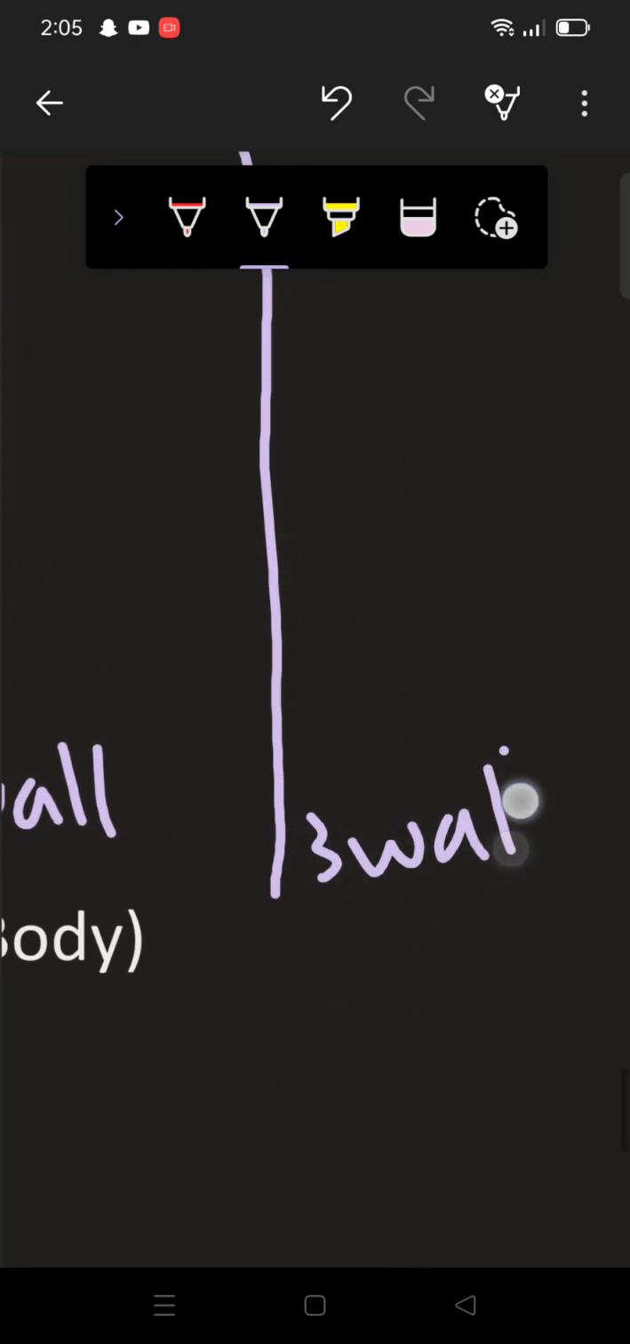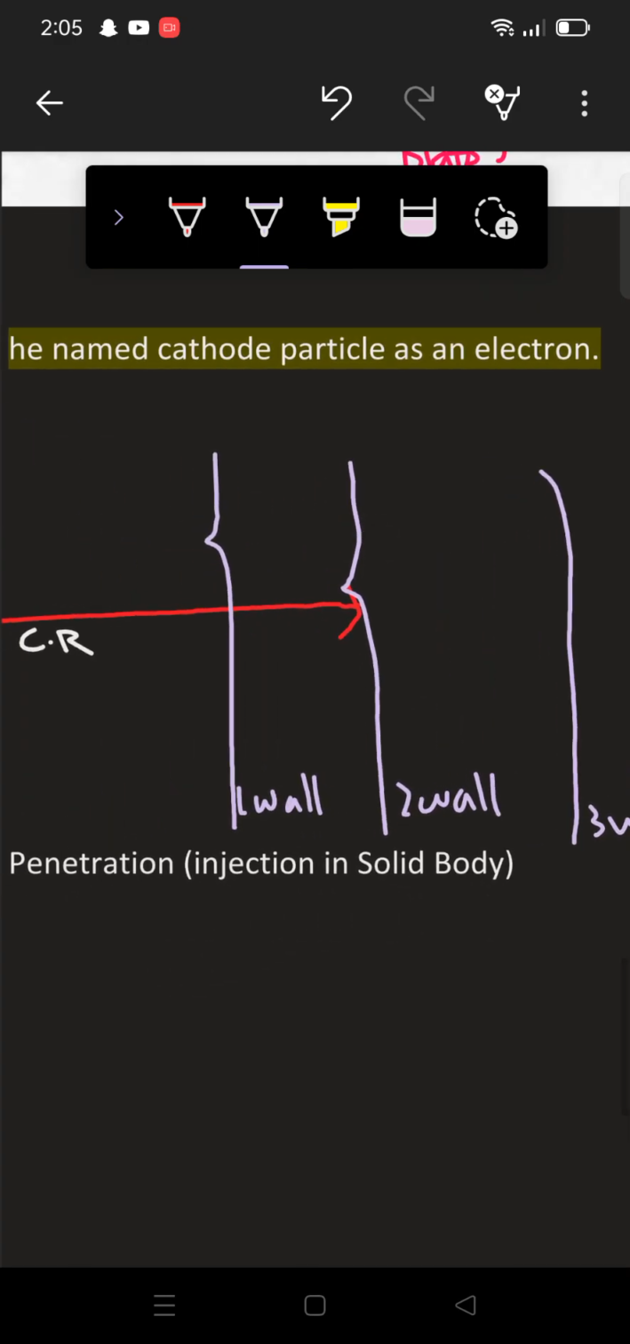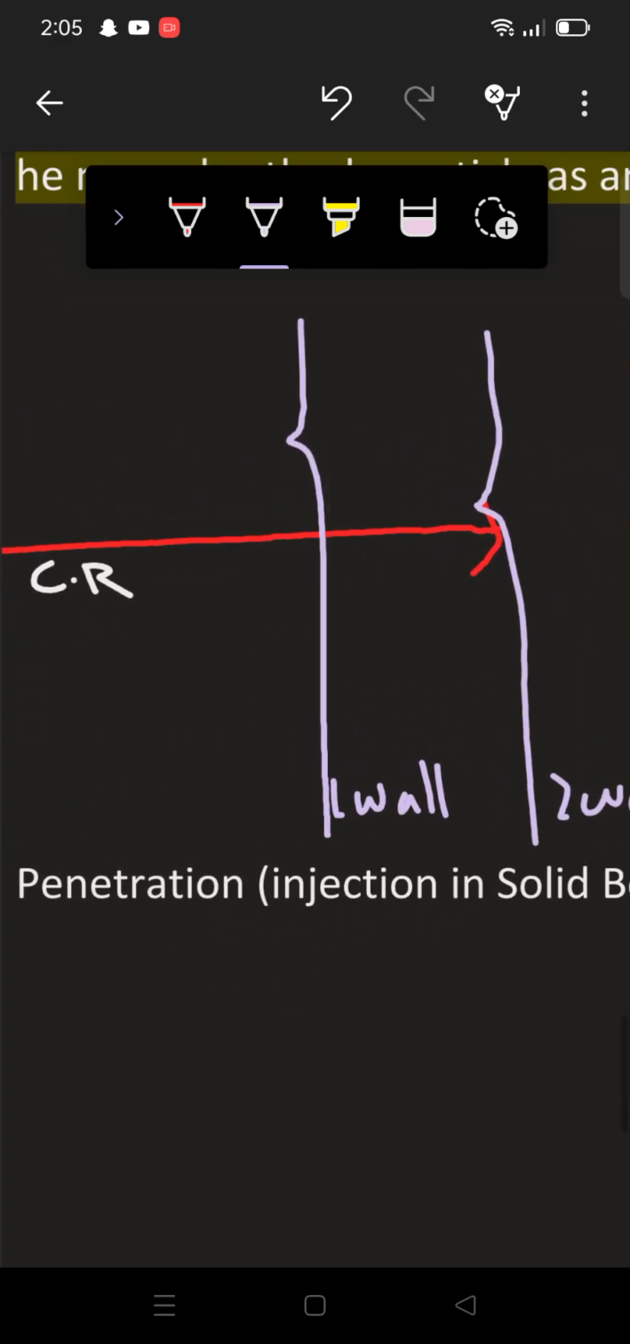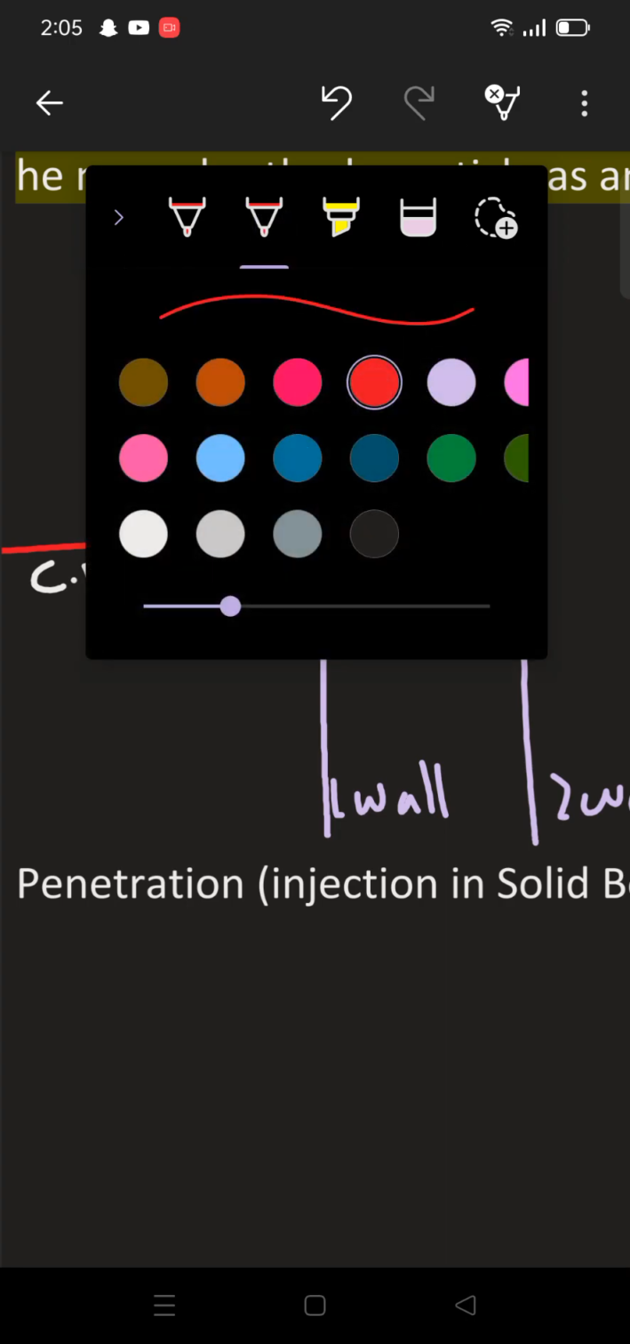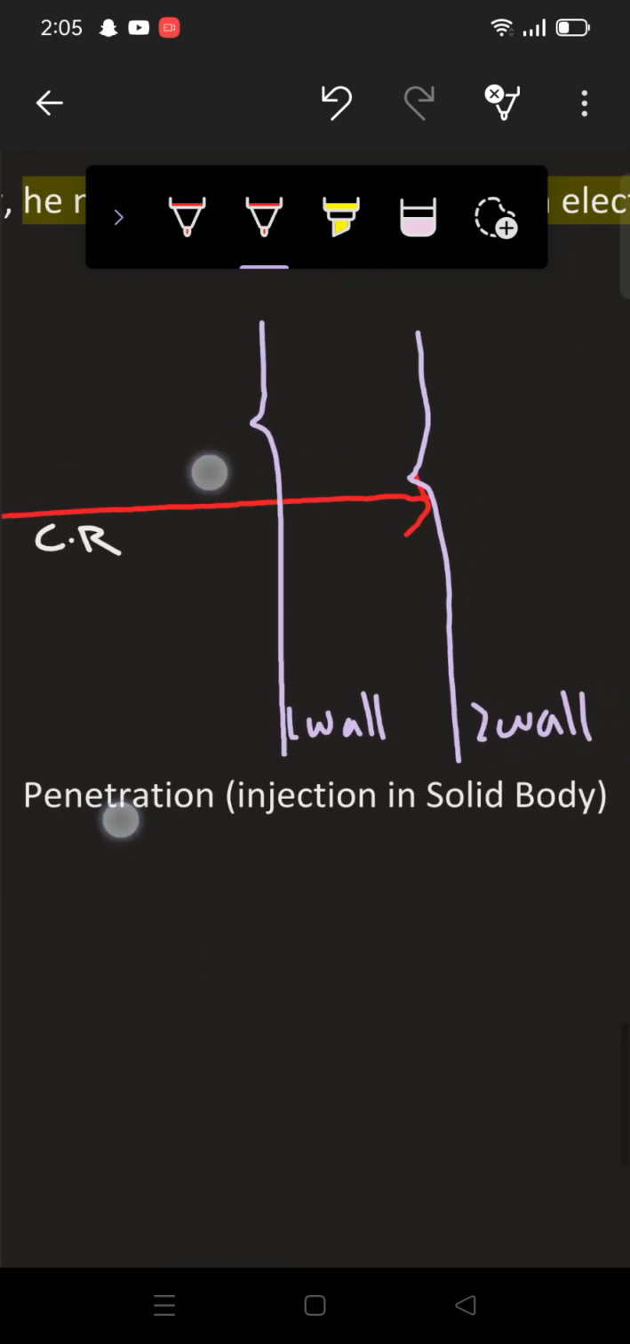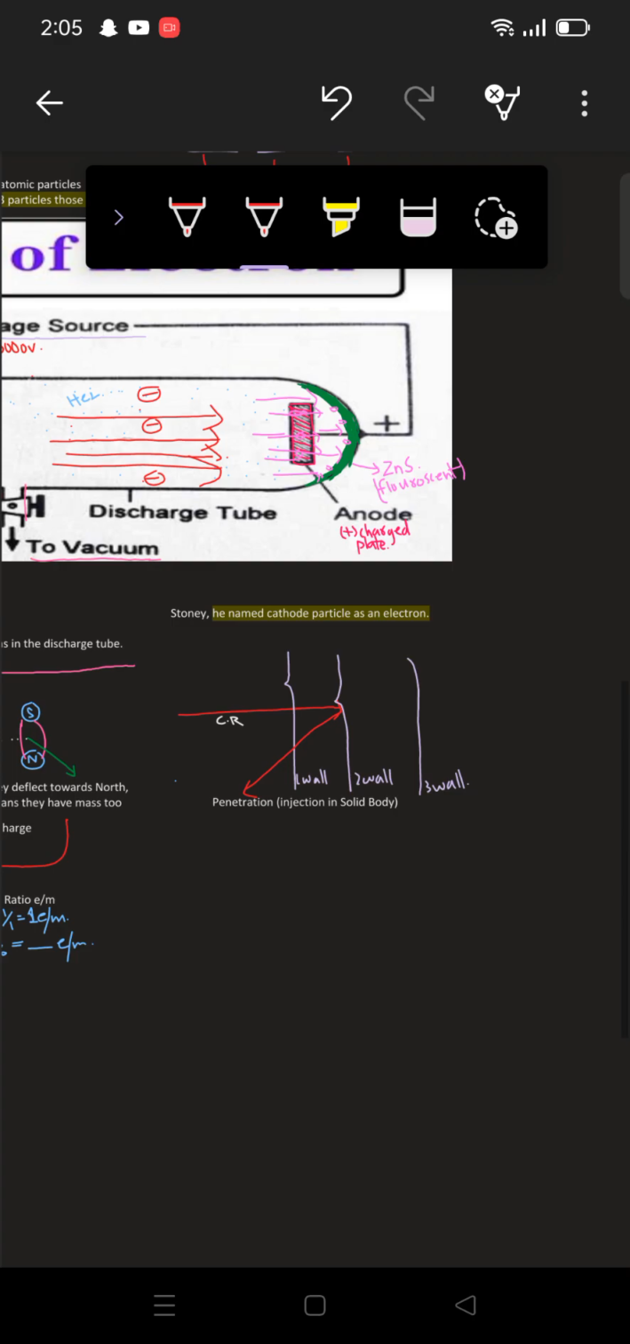It will pass through the first wall, but it will not penetrate the second wall, since it does not have as much penetration power as we have in the neutron, right? So by hitting this second wall, it will reflect back, right? So it does not have as much penetration power as we have in the gamma rays.